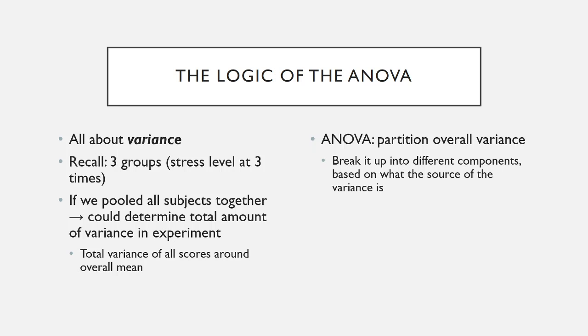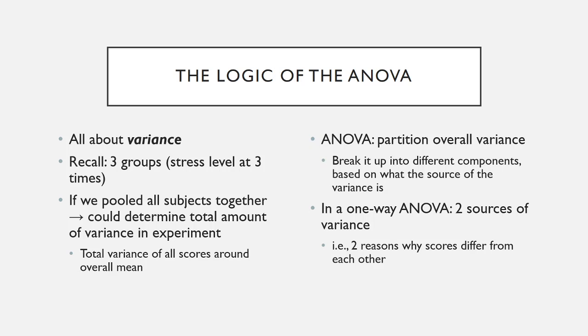So the ANOVA is going to be analysis that breaks all of the variance within your data into its separate sources. So what do I mean by sources of variance? If we're dealing with a one-way ANOVA, meaning one independent variable, there's 2 sources that variance or differences between scores could come from.